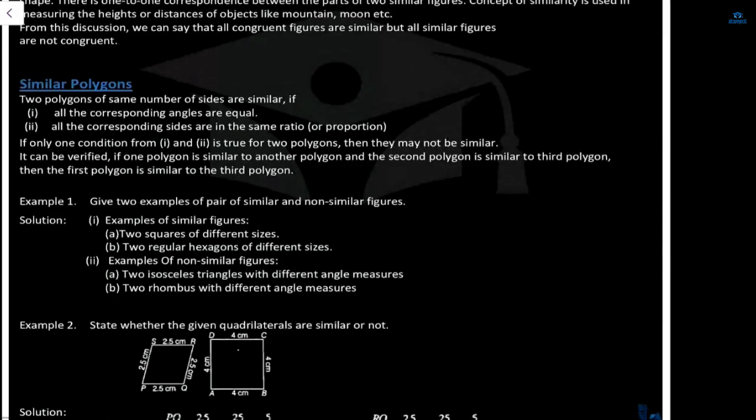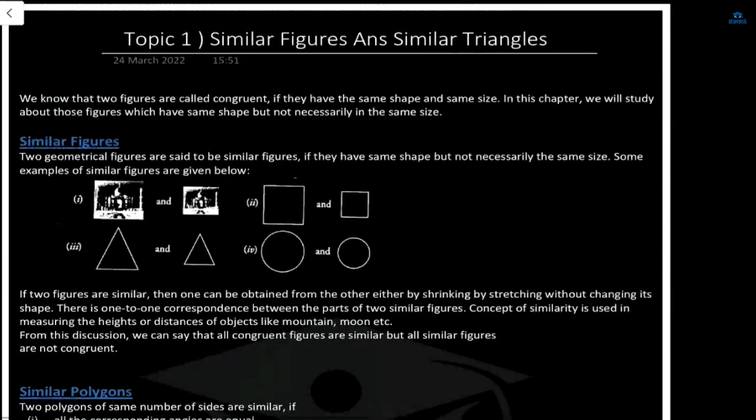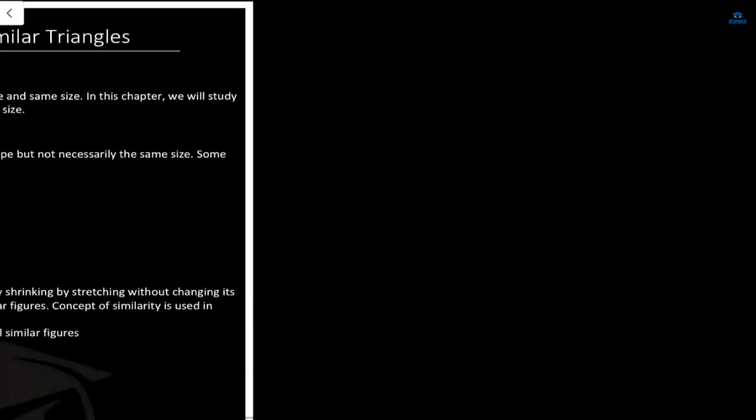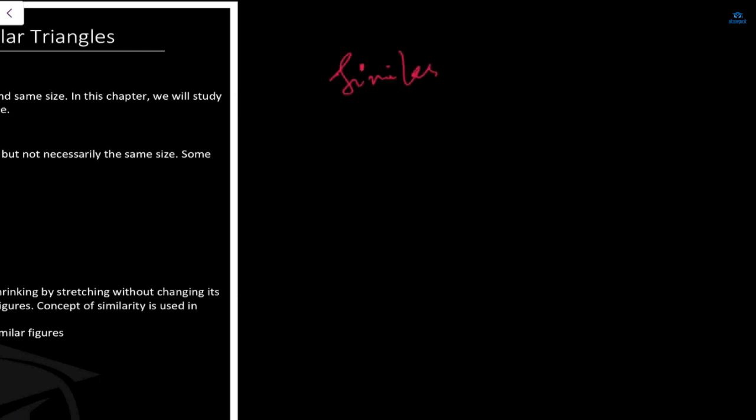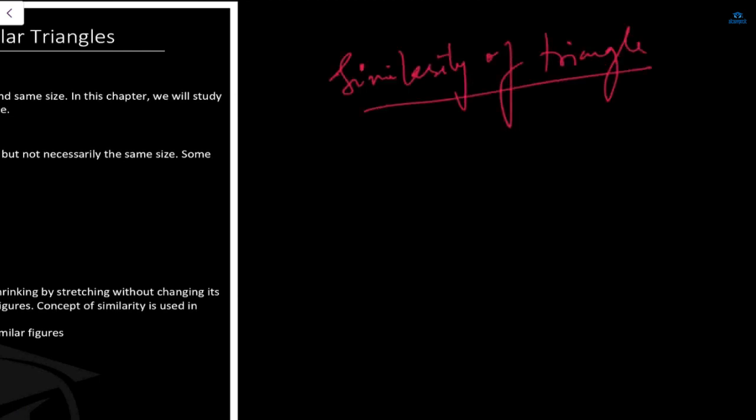We are going to study triangles. In triangles, the first thing we are going to study is similarity of triangles. Similarity of triangles, any figure, any polygon. How can you say that any polygon is similar?